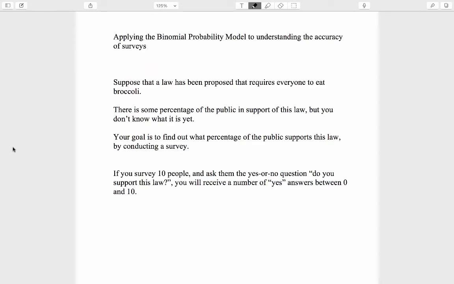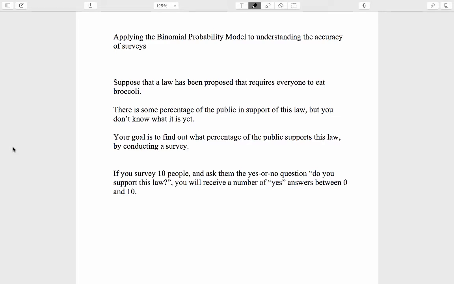Now we're going to apply the binomial probability model to an important topic, which is understanding the accuracy of surveys. Suppose that a law has been proposed that requires everyone to eat broccoli, because it's good for everyone's health, and that's a good thing. When a law is proposed and people find out about it, there's discussion of it, and there is some percentage of the public in support of this law. But you don't know what it is yet. Your goal is to find out what percentage of the public does support the law by conducting a survey.